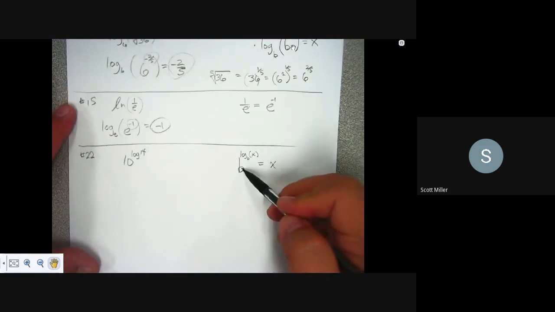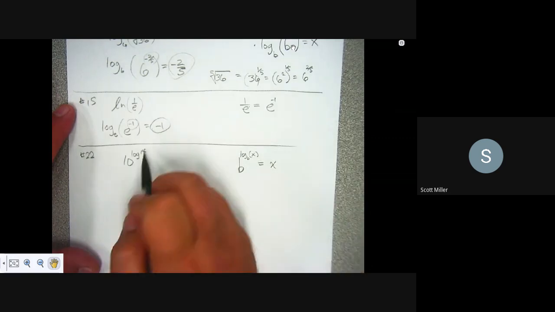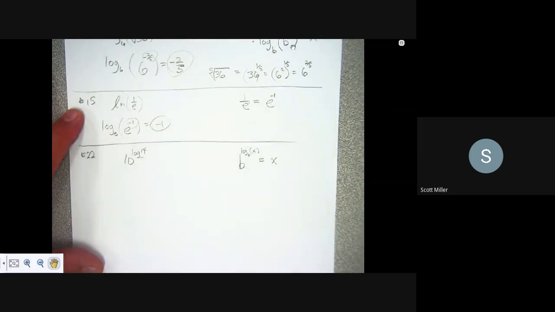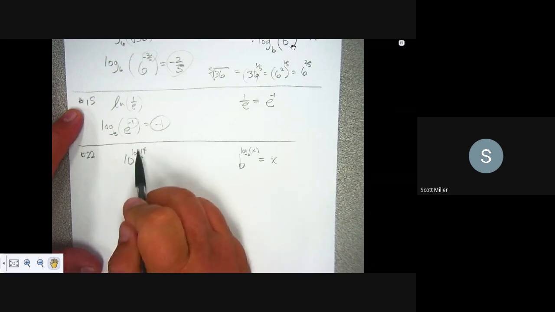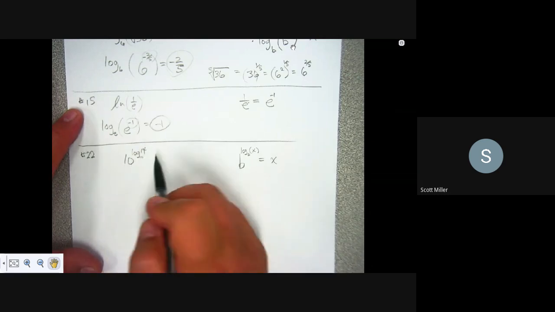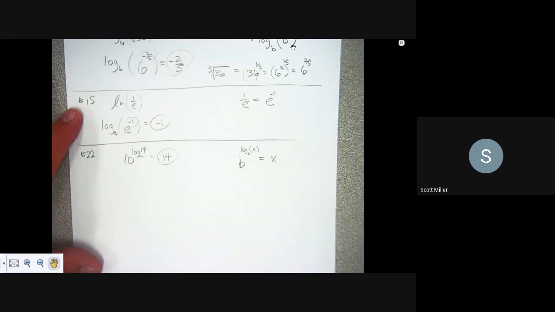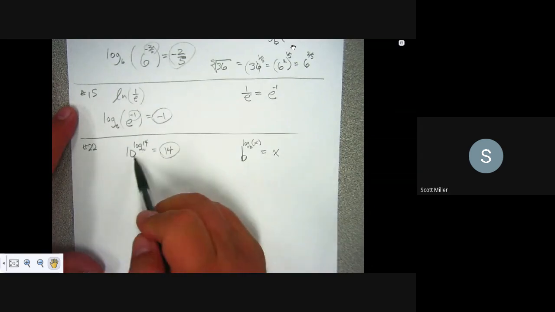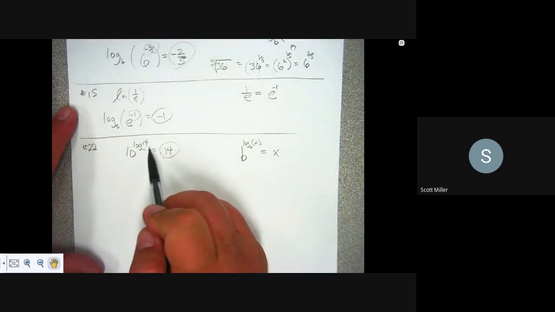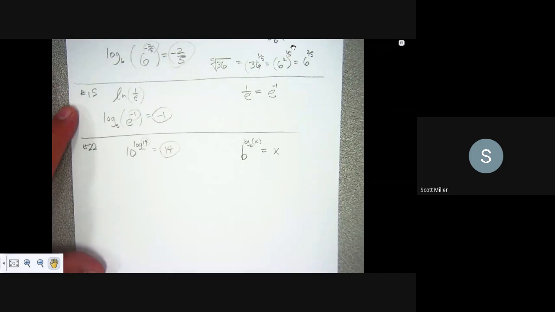So we need to get this base number and that base number to agree. The common log, base 10, is already the same as this base, so they cancel out the operation, and you're left simply with the 14, and that would be the answer. So that's pretty much what happens there. You just need to make sure that the base numbers are the same, and then whatever is this argument, that's your answer.